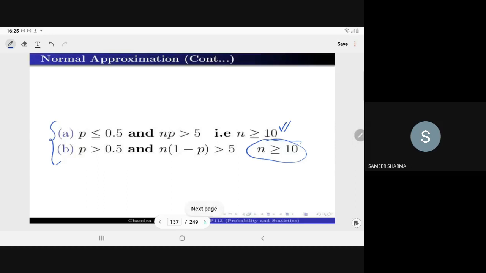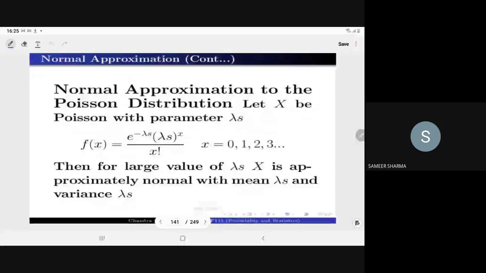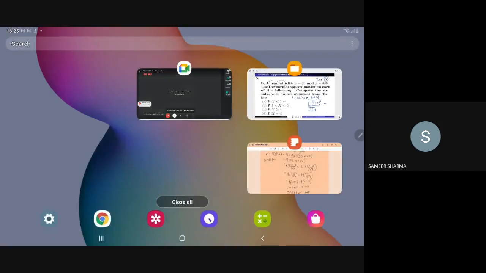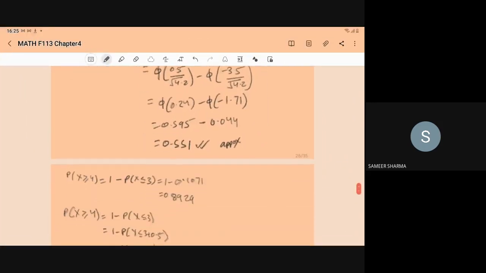Clear? Okay, sir. Yes. So I think now from the figure it is clear. You can see here we have more or less the same value.